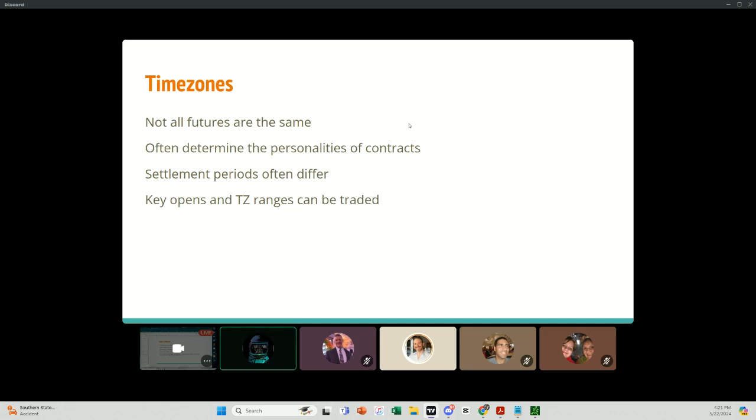So a little bit on time zones. Not all futures are active in the same time zones. Most of the big ones are, but things like orange juice and all these types of stuff are very different. They tend to be very US based in terms of time zone. That can determine the personalities of the contracts. Settlement periods will differ between the various contracts as well. And one of the key things I do is trade the key opens and time zone ranges, which I'll show you in a minute or two.